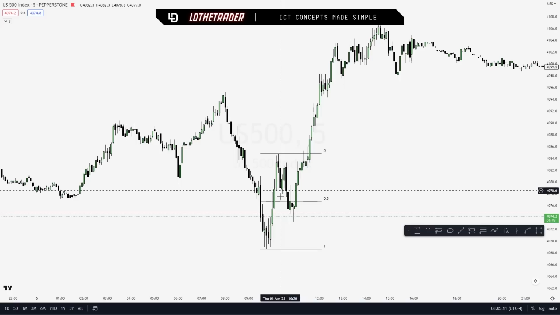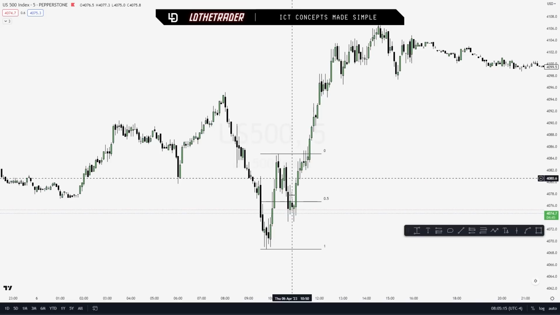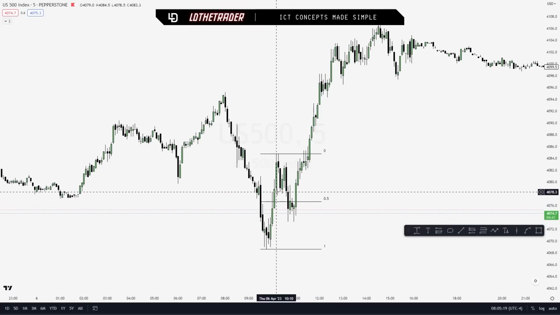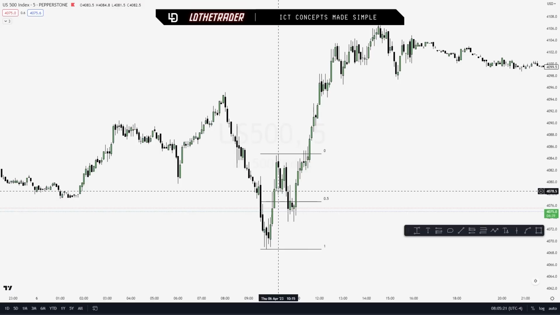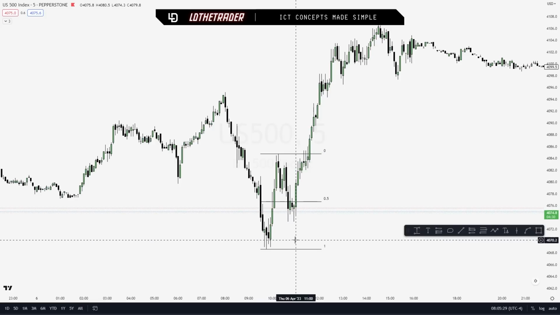It is a wide stop, so this would have probably been the better entry, of course, as well with premium and discount. But with the unicorn model, it most definitely could have just absolutely smashed through from here. So this wouldn't have been a wrong entry. Just make sure your stop is in a place where if price went to it, it would make your bias invalid.